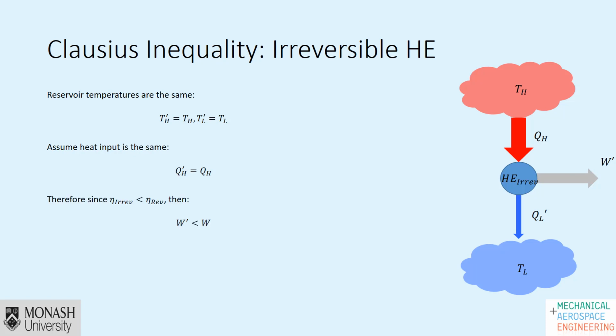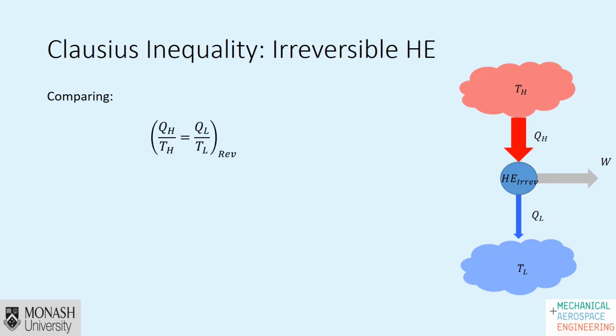So for the same amount of heat input, if the irreversible engine is less efficient than the reversible engine, that must mean it's producing less work output. So the work produced by the irreversible heat engine will be less than that produced by the reversible heat engine. From the first law of thermodynamics, then, a consequence of this is that the irreversible heat engine must reject more heat than the reversible heat engine.